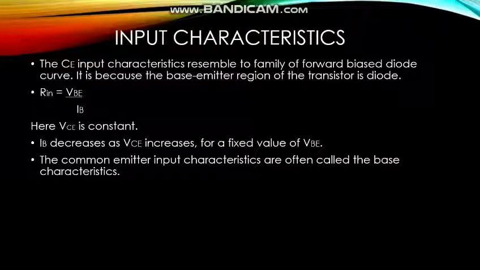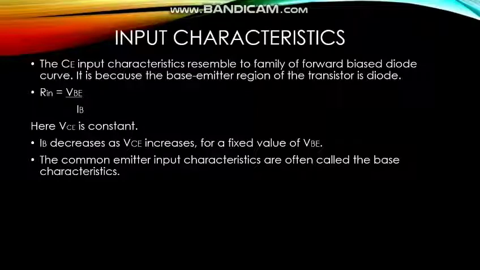Okay, here are the input characteristics. The CE input characteristics, I mean the common emitter input characteristics, resemble the family of forward biased diode curve. It is because the base emitter region of the transistor is a diode. That means it is the input side, and it is kind of similar to a diode, and we'll see how it resembles the forward biased diode curve when we have a look at the curve itself.